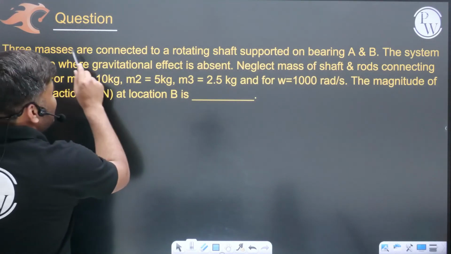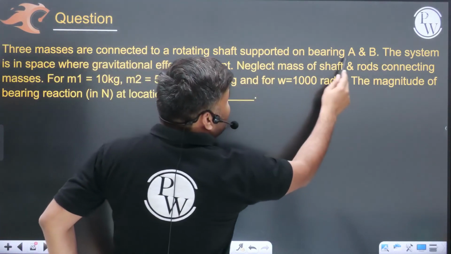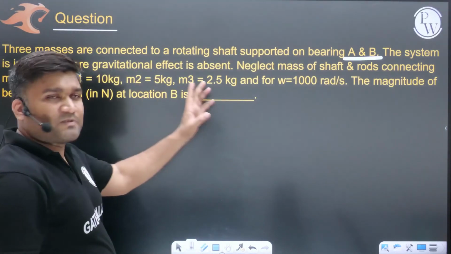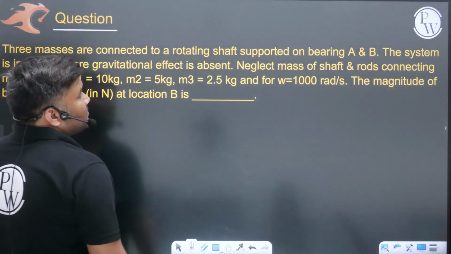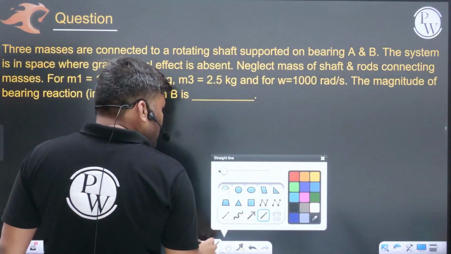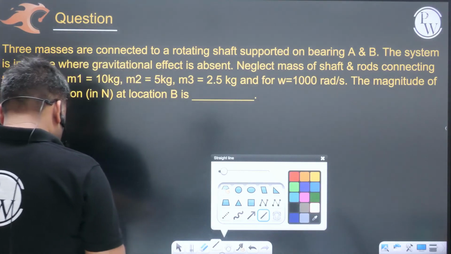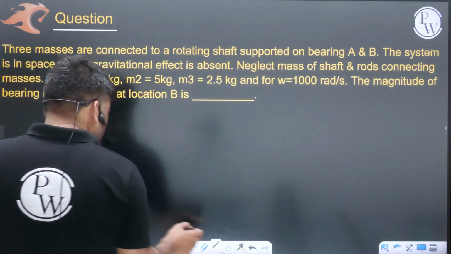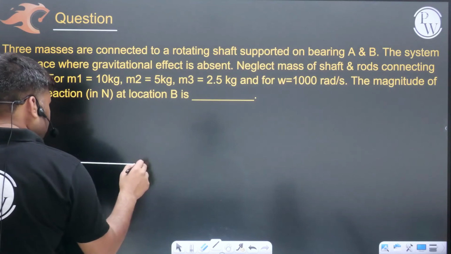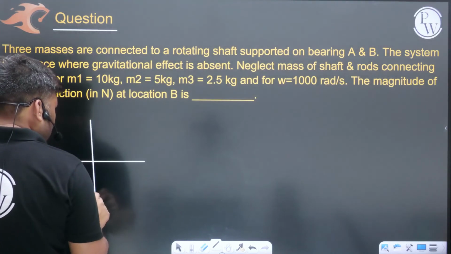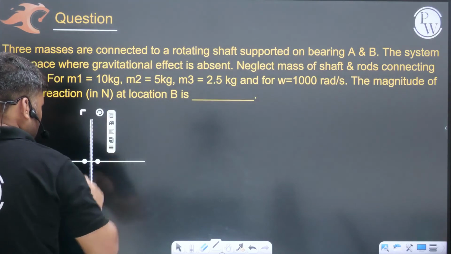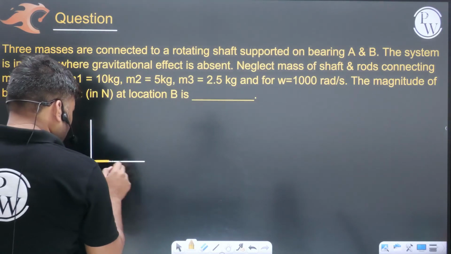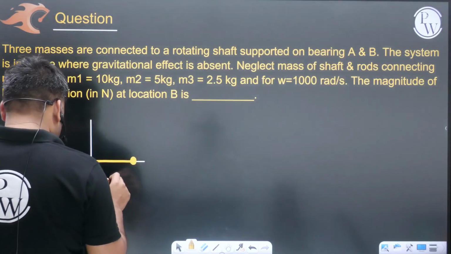What is given in the question? 3 masses are connected to a rotating shaft supported on bearings A and B. The system is in space where gravitational effect is absent. There is no gravity. Let me draw the diagram. Although, they have given a good diagram. Let me show you the diagram. They have already given the diagram. Let me draw the diagram. Sir, one mass is here. M1 mass.